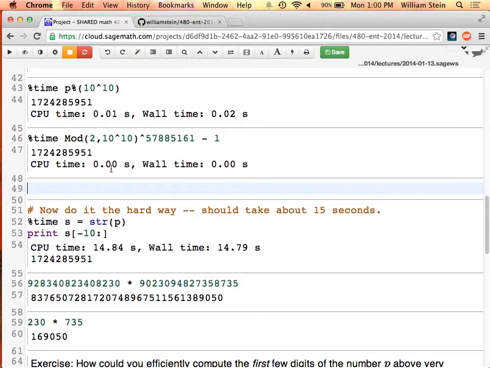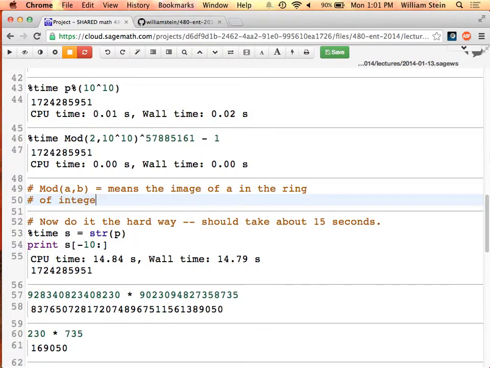So when you write mod A comma B, this means the image of A in the ring of integers modulo B, which I'm about to define, but I haven't yet. But the most efficient way of doing this calculation is to work directly in the ring of integers modulo 10 to the 10. Let me just define that. So the exact thing I'm about to do is exactly what you don't understand yet. Perfect. Okay, any other questions?